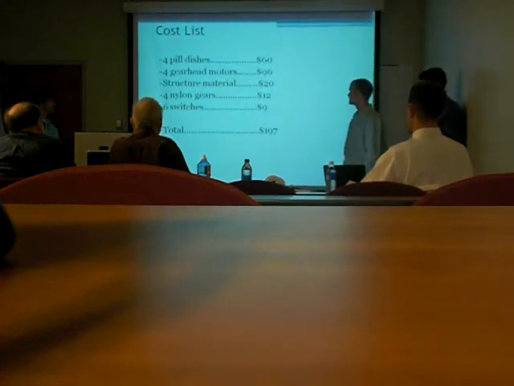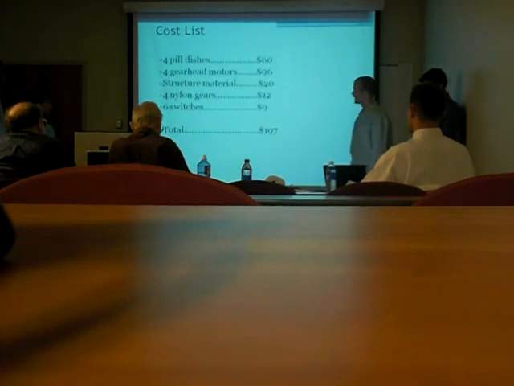This is my cost sheet for the pill dishes. I needed 4 of them. The total is about $60. For each gearhead motor, they're around $24 a piece, so it comes to about $96. And for the material, it's around $20 to $30 for that.